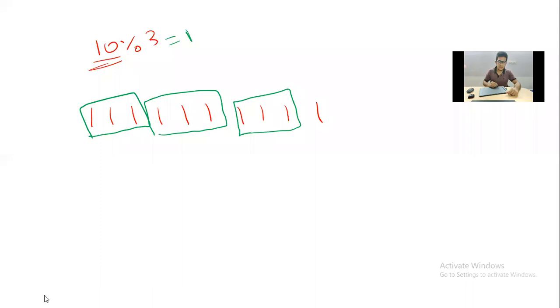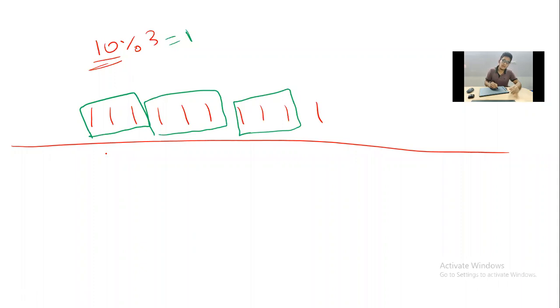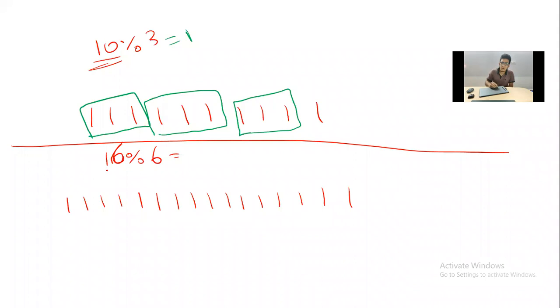Let me take one more example here. What is 16 modulus 6? What's the answer? Let's see. To make 16, draw 16 sticks. 1, 2, 3, 4, 5, 6, 7, 8, 9, 10, 11, 12, 13, 14, 15, 16. 16 sticks I have drawn. Now what I have to do is group them, so let me see how many.